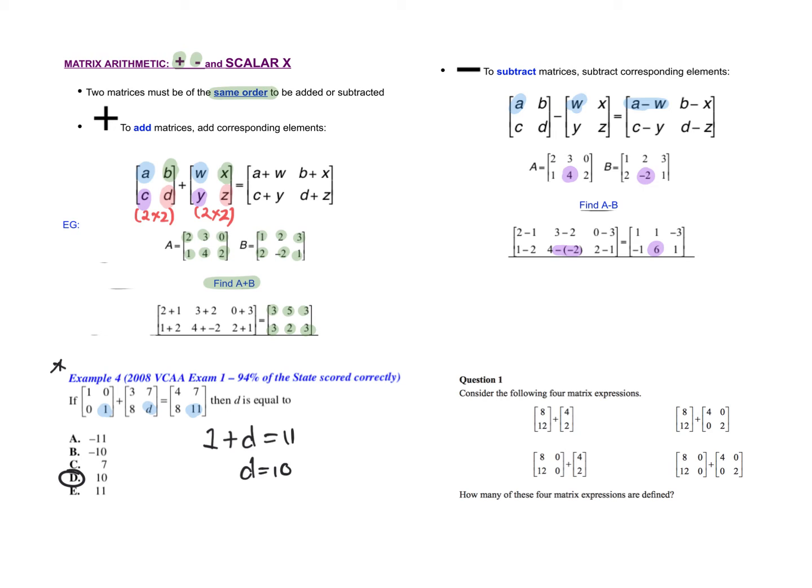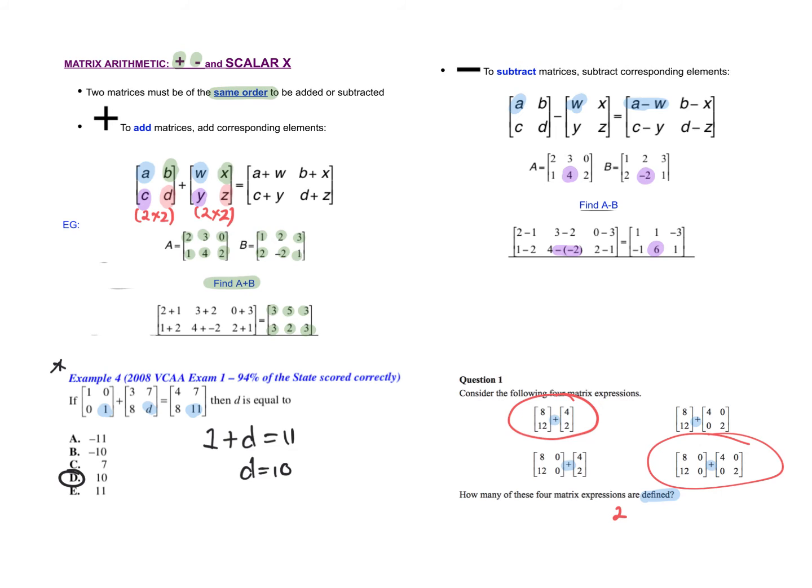Over on this other example, it says consider these matrix expressions. You can see they're getting added, and they're asking how many of these 4 equations are defined. Defined means you can actually do the operation, so you can only do it if they're the same order. The only ones that have the same order are this one and this one. So how many of these can be done? 2.